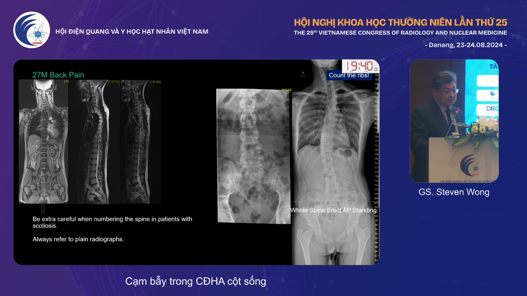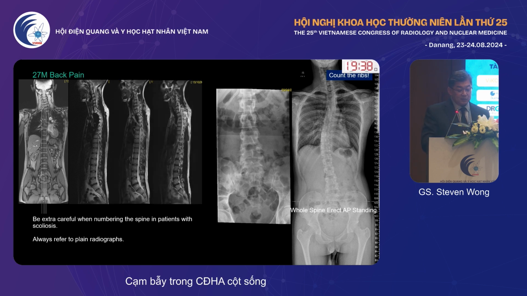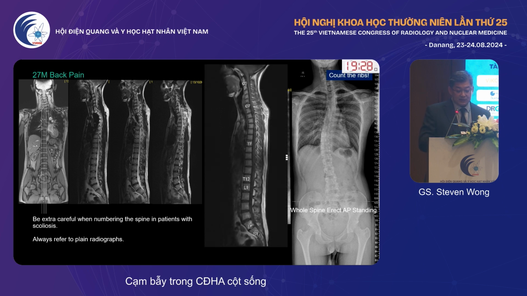Okay, so if you have sagittal, it helps. But once you have a scoliotic spine, it's very hard to get the entire spine in one image. So refer to a chest X-ray and the lumbar spine X-ray, and then you do the counting that way down, and then you can get the level of changes.